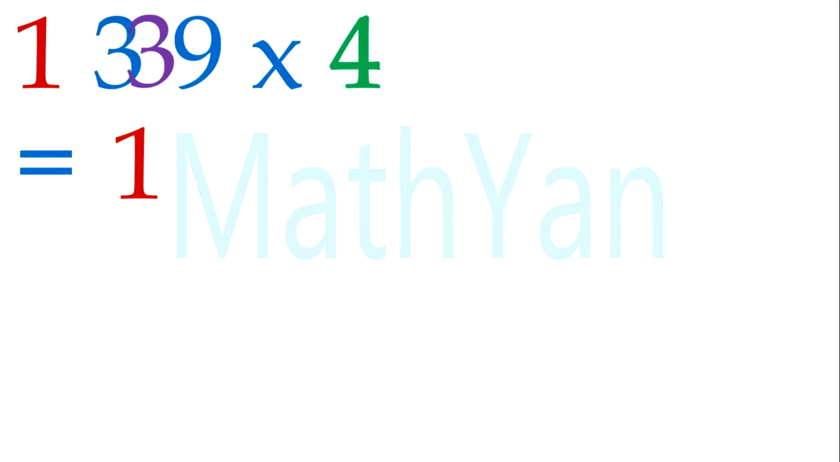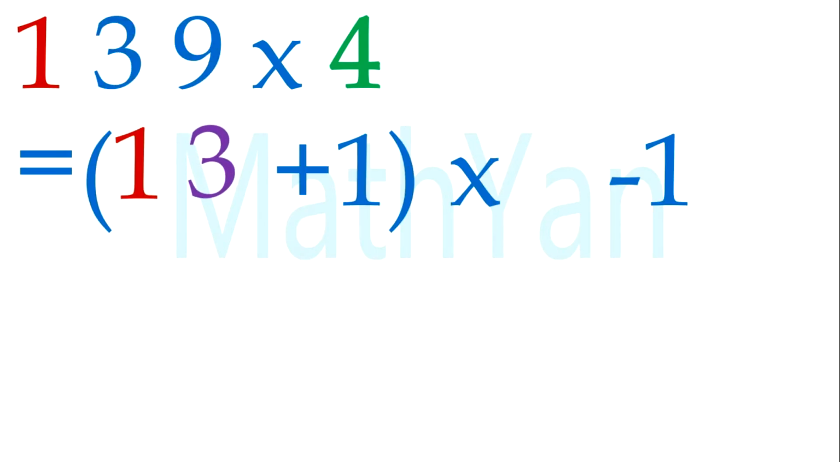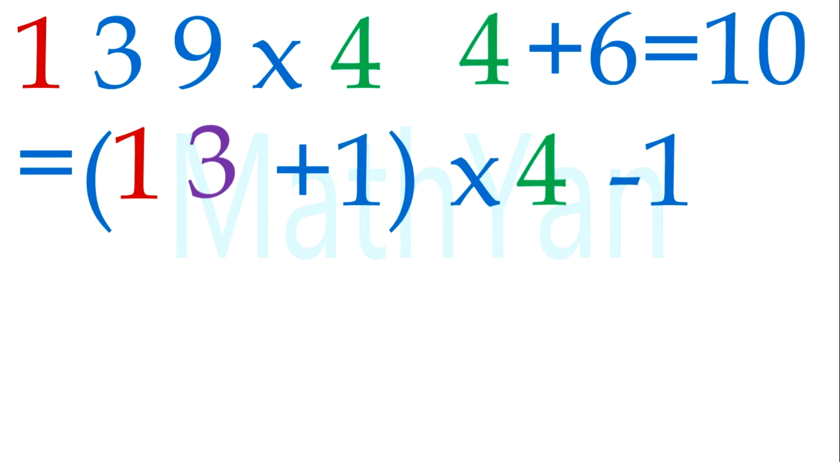Okay, 1 put out, 3 put out. Okay, the formula will be plus 1, then multiply. Okay, then this 4 put out. Okay, remember 4 plus 6 is equal to 10, so it's 6 you put here.